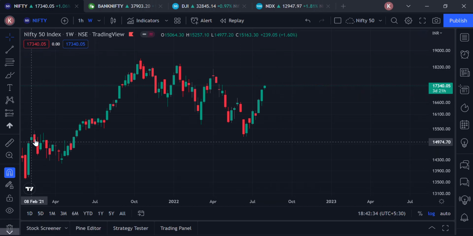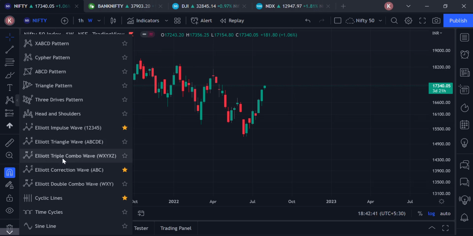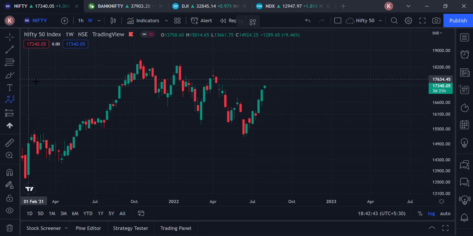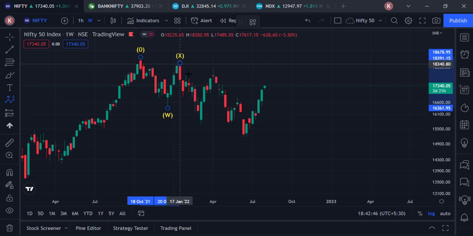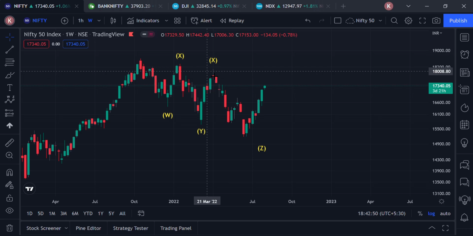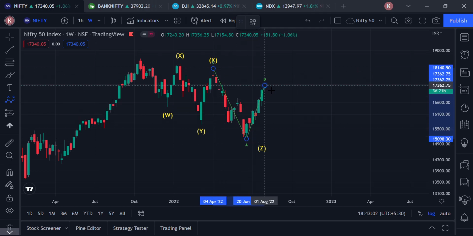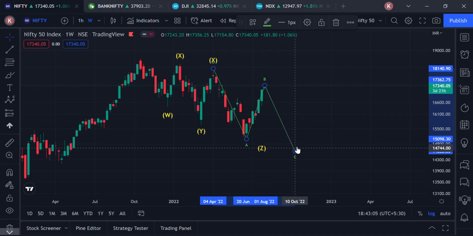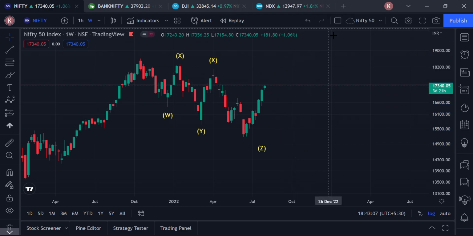First of all, there is still a previous view which we said could be possible, like this is WXYXZ, and for that this could be W, this is X, this is Y, this is X, and Z is still in process. In that case, what could be the counts? Nifty might be bouncing back into wave B. So this could be A, this is B, and we may again fall for wave C. So this is our first count.